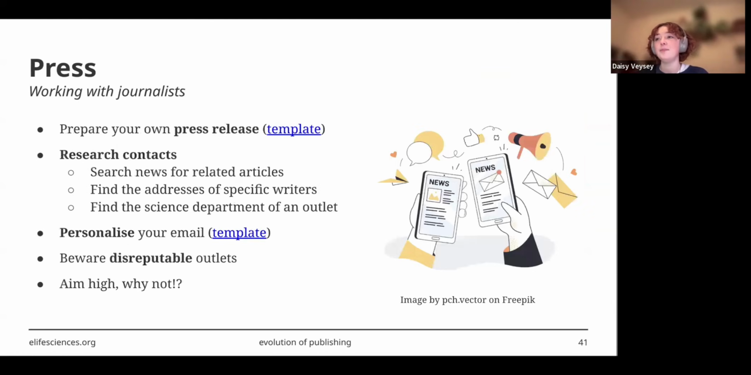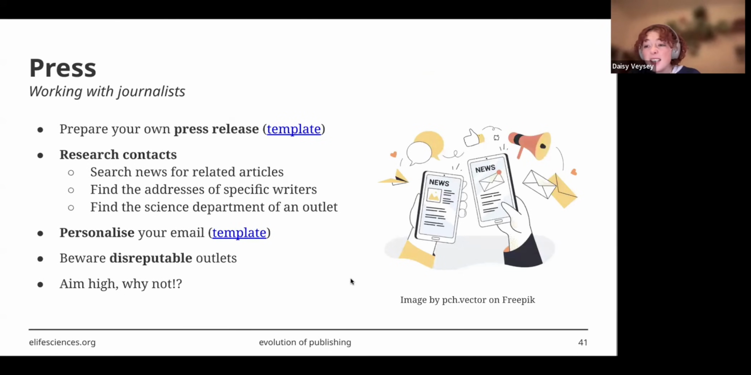So you might want to go beyond your internal press teams and reach out directly to journalists, especially if you want a bit more control over who sees it. In this case, preparing your own press release is going to be important to include in your press kit. I've linked a template from Emily here as well.